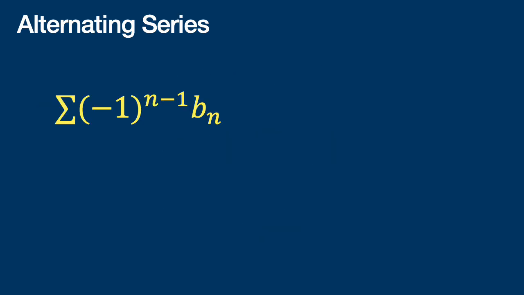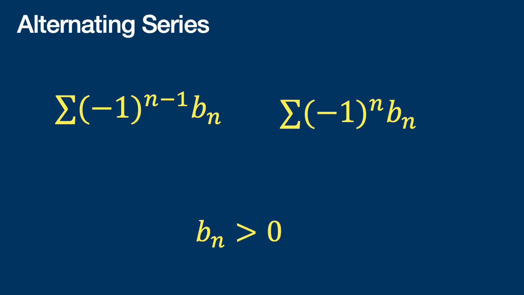Here is the formal definition of an alternating series. You see that this kind of form we call an alternating series. Negative 1 to the n minus 1 represents the sign, the alternating sign. Bn is the sequence, and Bn always has to be positive. So we say they are alternating series.